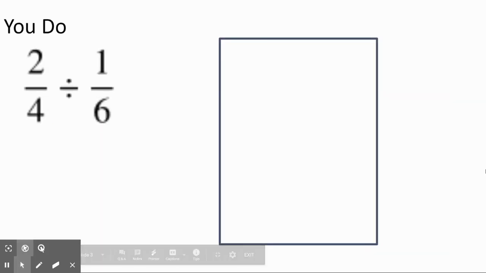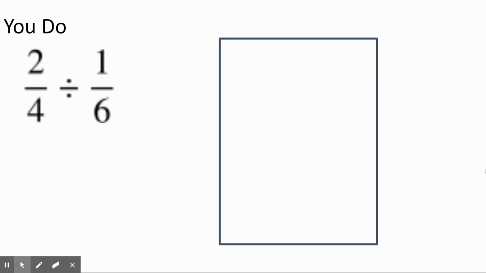Moving right along to the you-do, I want you to now try this division problem. Use your model. Don't use the KFC method for this. See what your quotient is going to be. Your fraction here is 2/4 divided by 1/6. Think about how many columns do you need, how many rows do you need, what are you circling, what are you shading in. Ready, go.